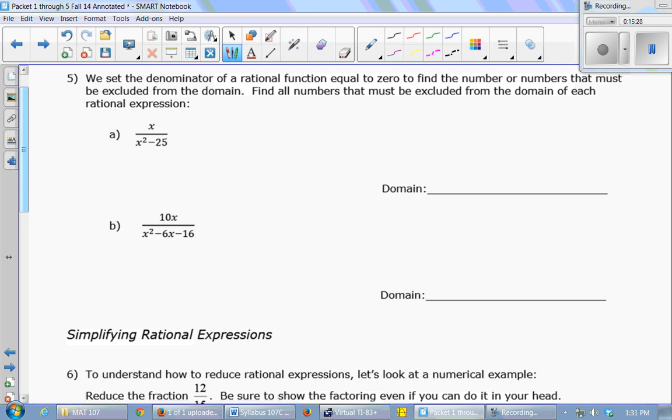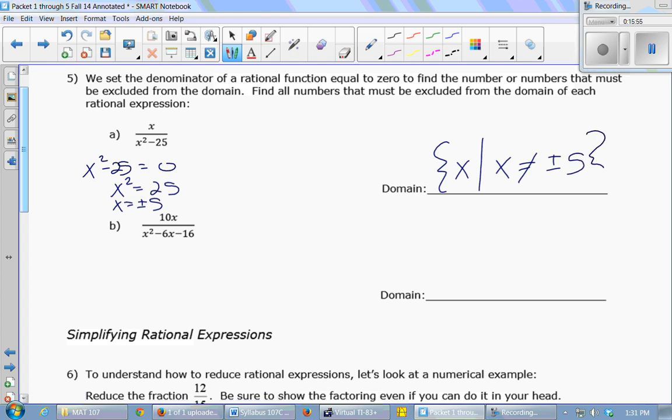5 and negative 5. All you got to do is take your denominator, set it equal to 0, and you can either factor that, x minus 5, x plus 5, and set each factor equal to 0, or you could square root both sides and say x is plus or minus 5. So the domain of this expression is the set of all x's such that x does not equal positive or negative 5. Either of those values would make your denominator 0, so they are excluded from the domain.